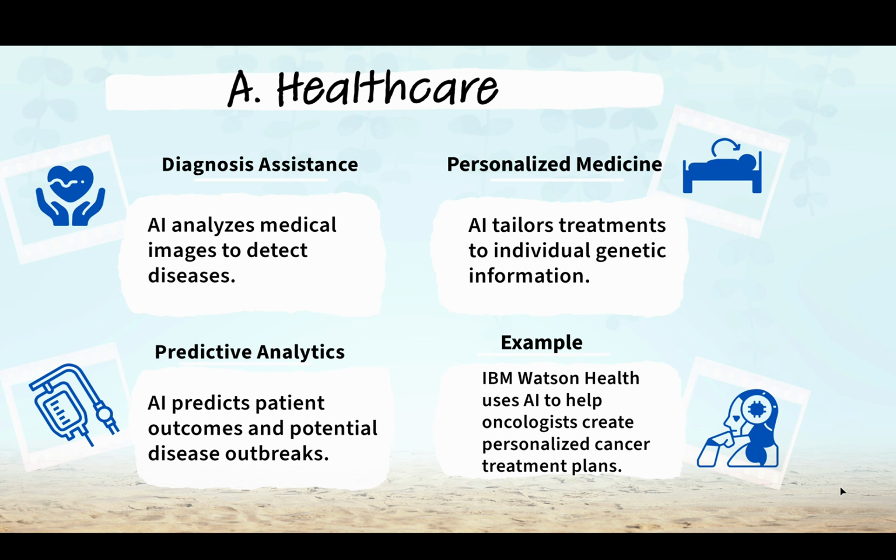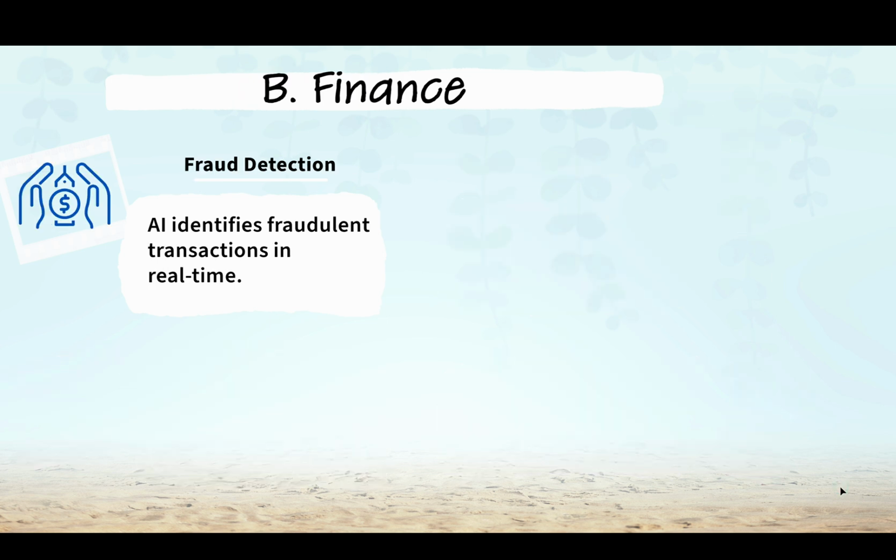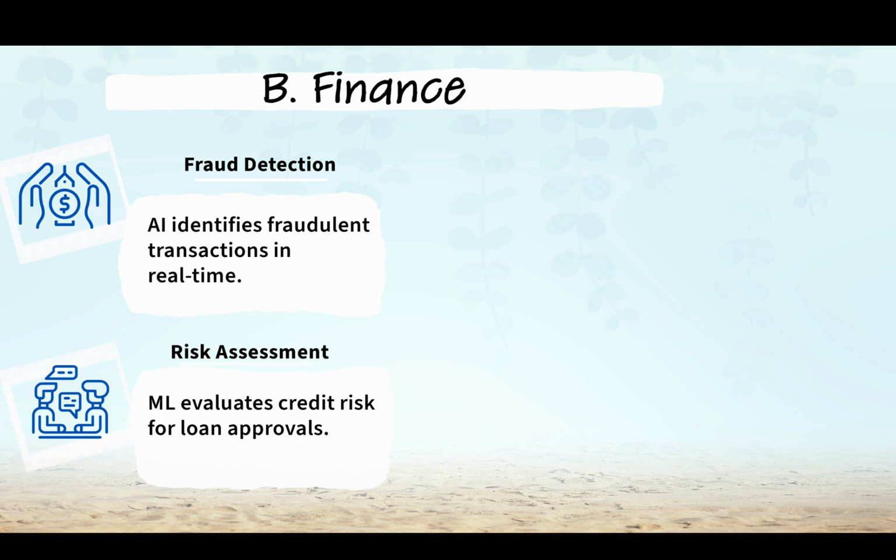B. Finance. Fraud detection. AI systems are used to detect fraudulent transactions in real time by analyzing patterns in transaction data. Machine learning models are trained to identify unusual or suspicious activity, helping financial institutions prevent fraud before it occurs.